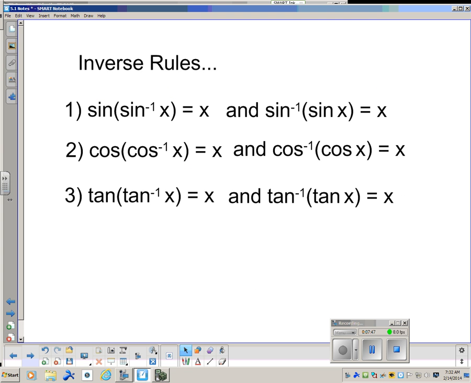So here are some inverse rules. If you take the sine of the inverse sine of x, you simply get that x. It's kind of undoing itself. Same thing in the other direction as well. The inverse sine of the sine of x is equal to x. And we can do the same thing with the cosines.